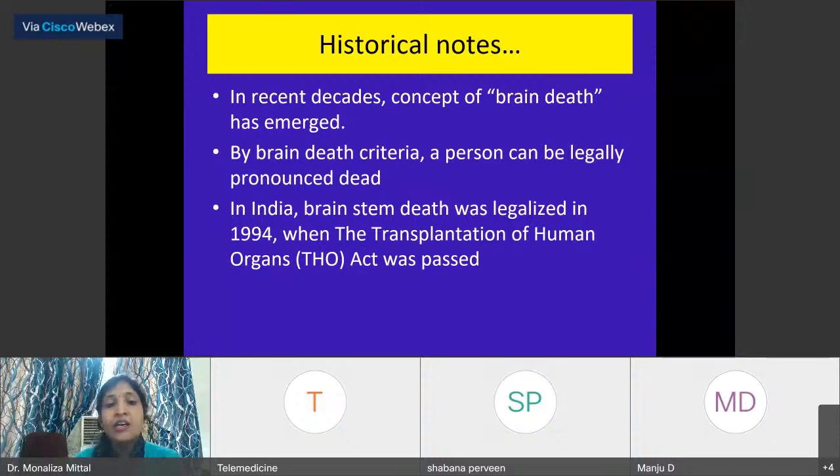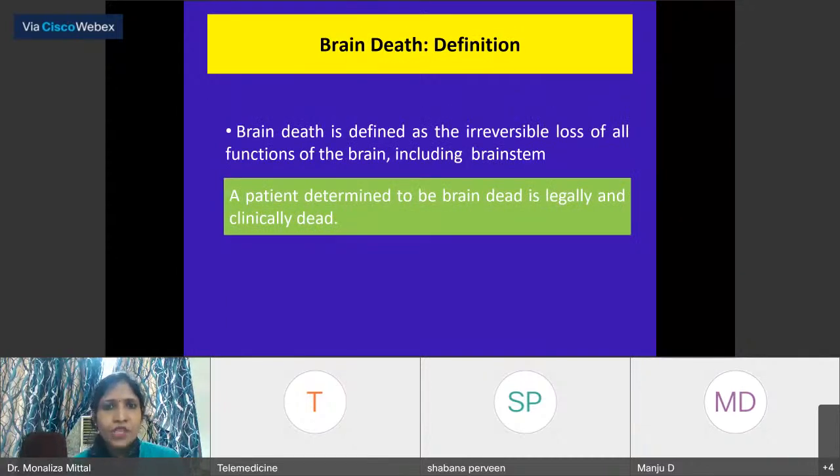In India, brainstem death was legalized in 1994 when the Transplant of Human Organ Act was passed. Coming to the definition, brain death is defined as irreversible loss of functions of the brain, including the cortex as well as the brainstem. Or we can say, if a patient is determined to be brain dead, he is legally and clinically dead.